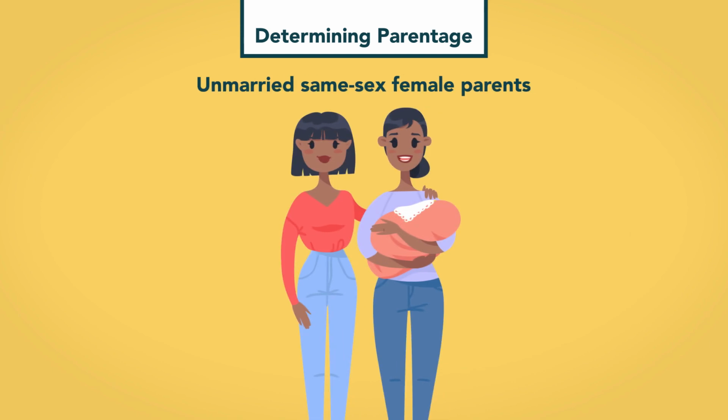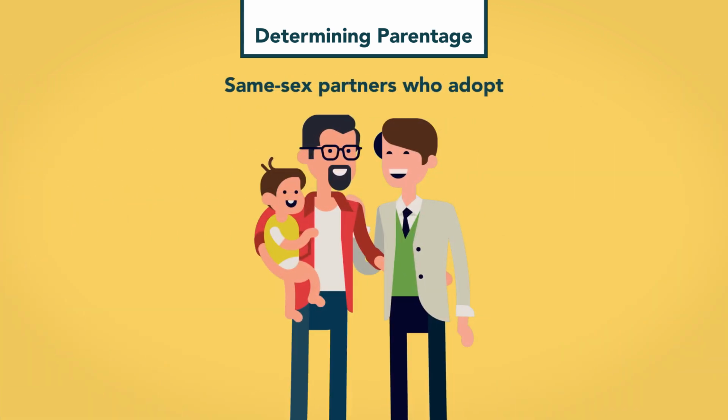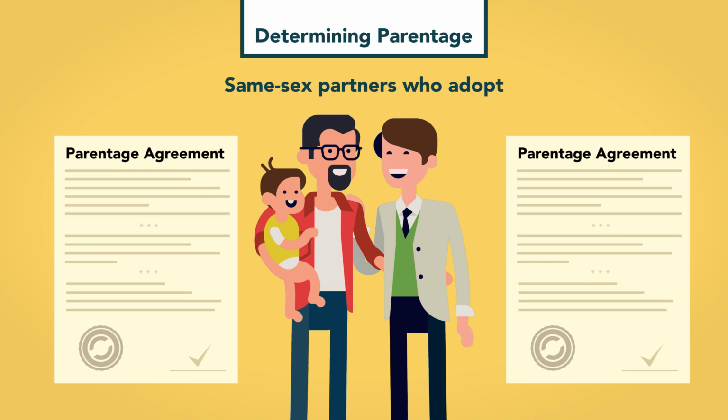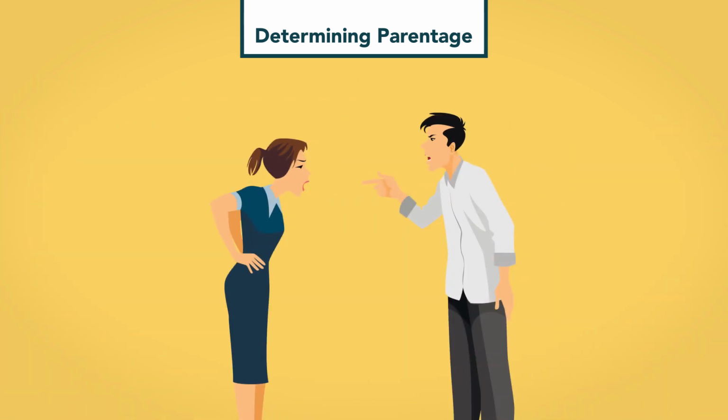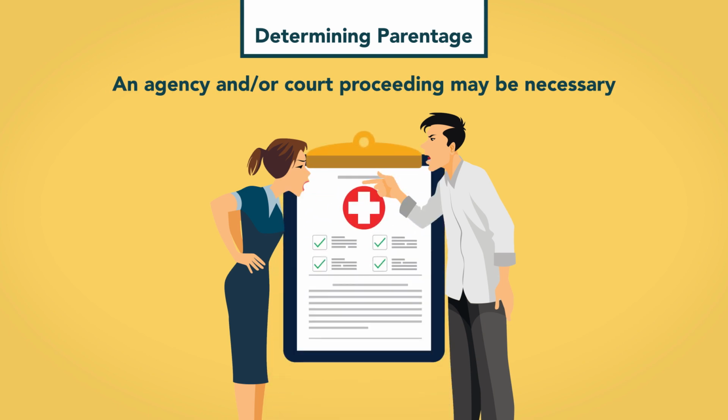In the case of unmarried same-sex female parents, where one of the women carries the child, the other partner would need to sign a parentage agreement and file it with the court to legally become the parent. For same-sex male partners or females who adopt, each of the parties would need to sign a parentage agreement. If there is a dispute about who the father is, an agency and/or court proceeding may be necessary. Relatively simple DNA testing is more than 99.9% accurate, and can usually be used to conclusively determine parentage.